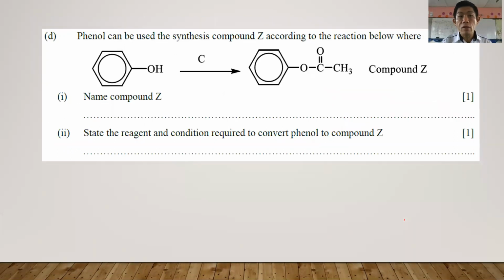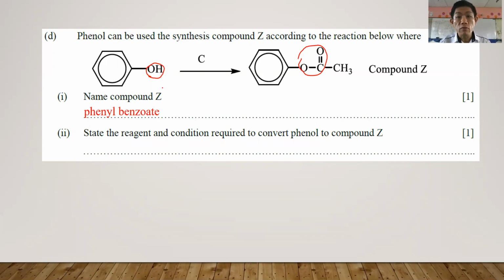Then we go to D. Phenol can be used to synthesize compound Z according to the following equation. So you have phenol reacting with C to form an ester. If you look carefully at the functional group present in here, this is an ester group, isn't it? However, because we are forming an ester by using phenol, the naming of compound Z requires extra care. You must understand what you use to form C first before you name the compound Z. So Z is called phenyl benzoate.